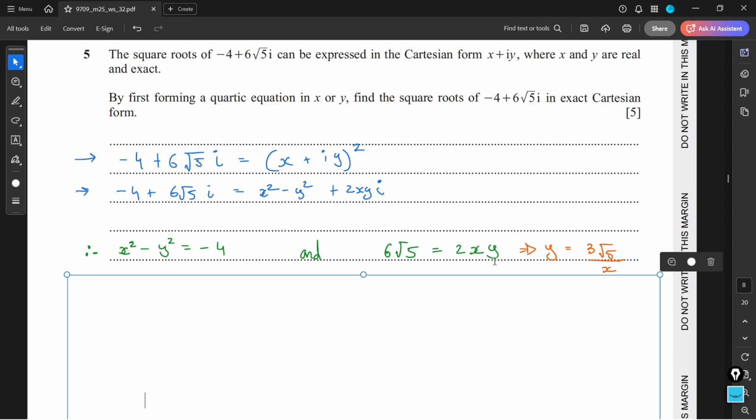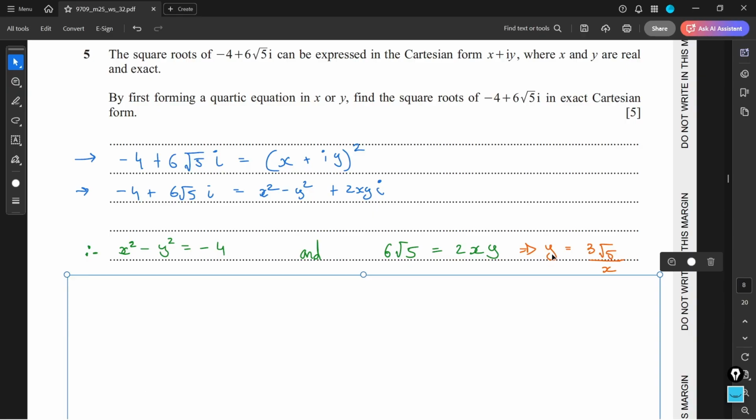And then I'm going to make y as the subject of formula. You can also make x the subject of formula. Regardless of that, you will be getting a correct answer. Over here, I'm going to get y is equal to 6 root 5 over 2x, and then 2 and 6 cancel out to get 3, and therefore y is equal to 3 root 5 over x.